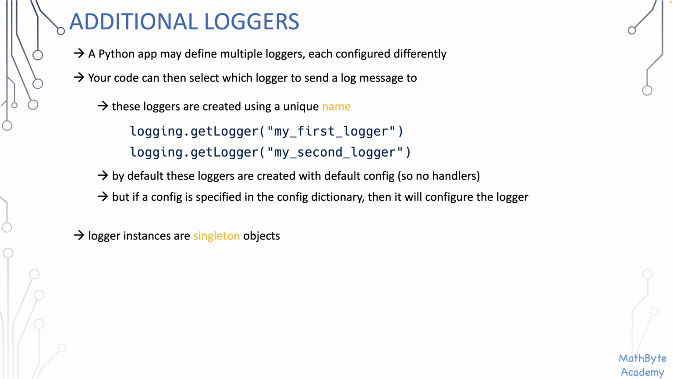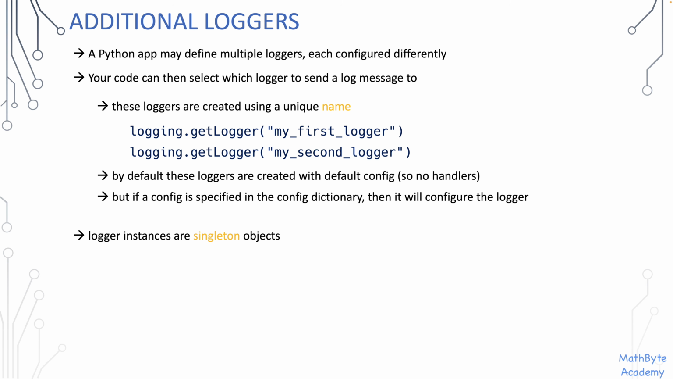Now, I've mentioned this before when I talked about creating the root logger. Logger instances are singleton objects. So think about what that means. It means that when I call logging.getLogger my first logger, it creates this logger called my first logger. If I call logging.getLogger my first logger again, it doesn't matter if it's in a different module, it will still get the same object. It's not going to create a new one. It's going to find the existing one that was already created and use that one.